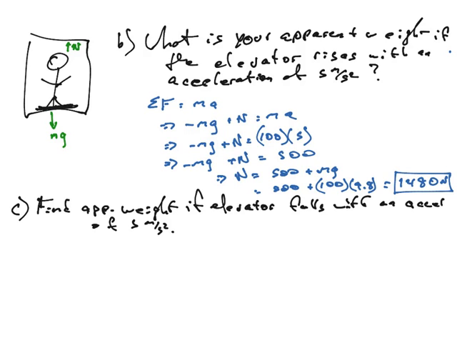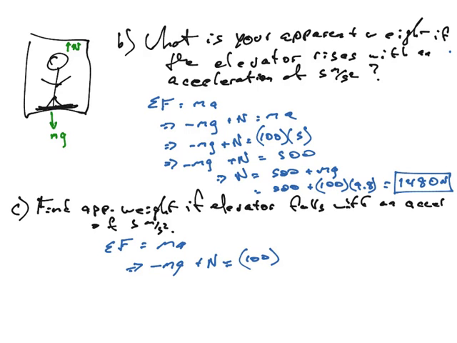So we do the same thing. There's my picture. I already know what all the forces are. So sum of the forces equals ma. What are all my forces? Minus mg down, and normal force is pushing me up. There are my forces. The right side, well, the mass, that's still 100.